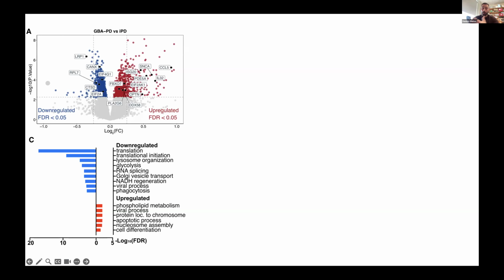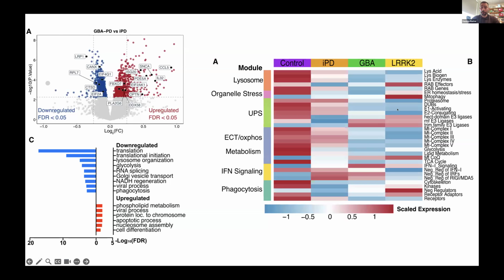And we hypothesized that there may be endoplasmic reticulum and mitochondrial stress due to impaired clearance and accumulation of oxidized or misfolded proteins, potentially, that then causes this integrated stress response.